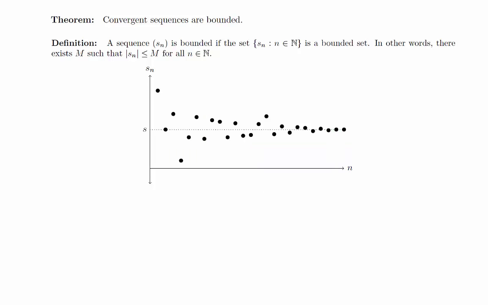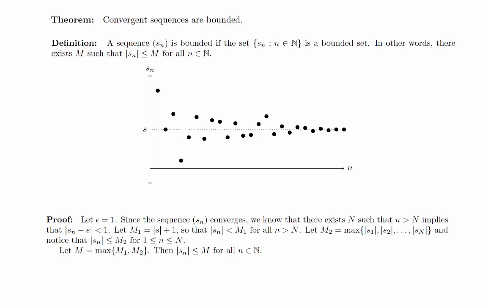For the formal proof, we traditionally pick a specific value of epsilon. It doesn't really matter what value we choose, but epsilon equals 1 is a common choice. We also need to be a little more careful with the absolute values because it's not necessarily the case that s is positive. Proof: let epsilon equal 1. Since the sequence S sub n converges, we know that there exists a capital N such that little n bigger than capital N implies that |S sub n minus s| is less than 1.